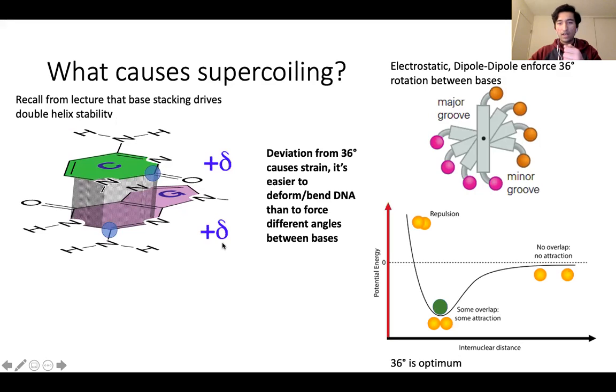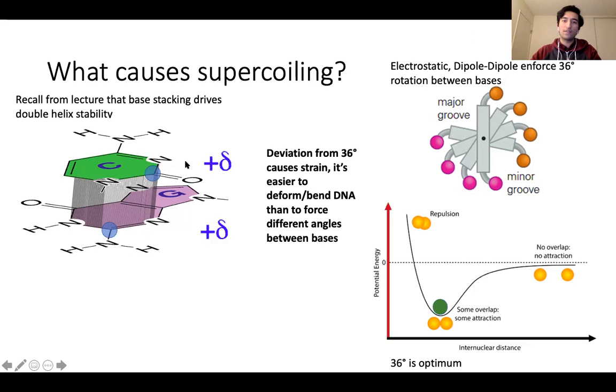So really, the 36 degrees between every single DNA base is enforced at the level of base stacking. What that means for the energy of the DNA molecule as a whole is that if you subject DNA to torsional strain, meaning that you take a long strand of circular DNA and twist it, it's not really a good option for the DNA to dissipate that strain by changing the angles in between all of its bases.